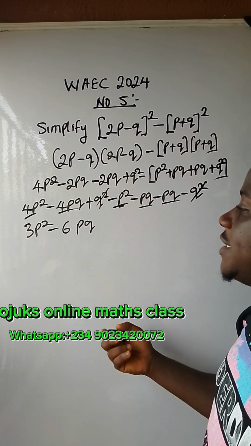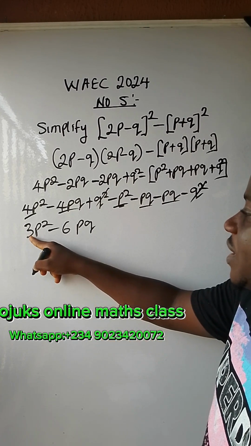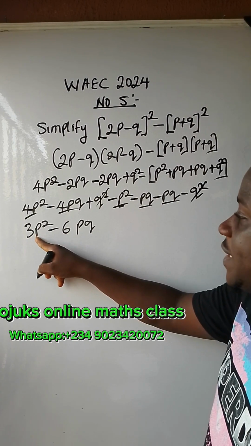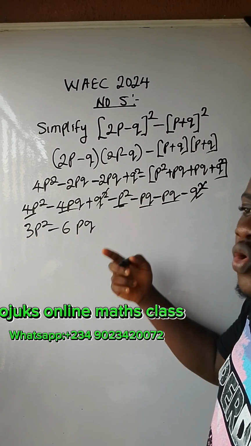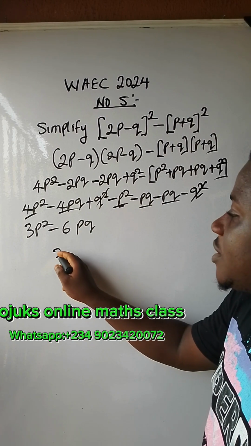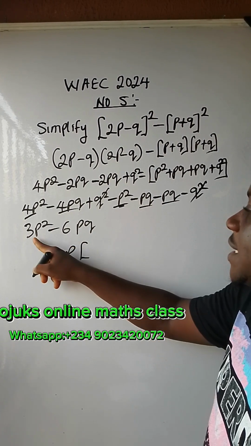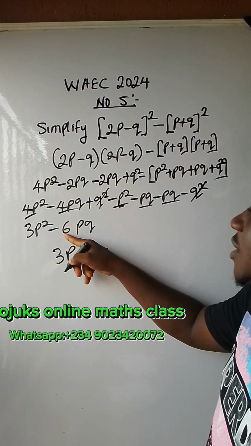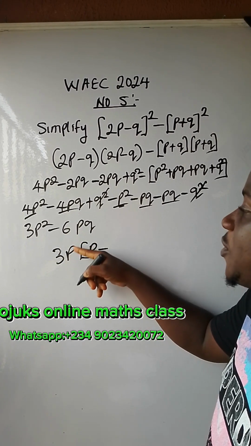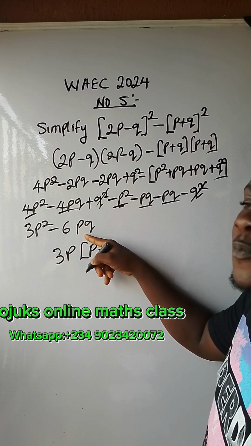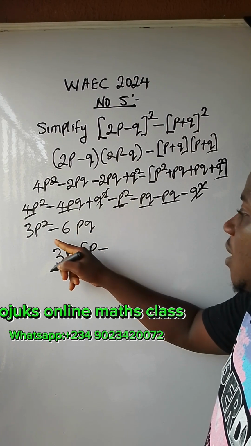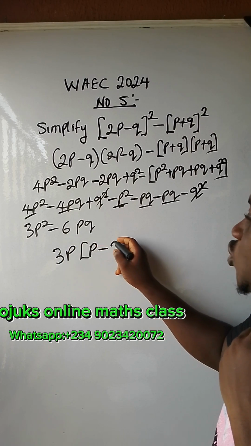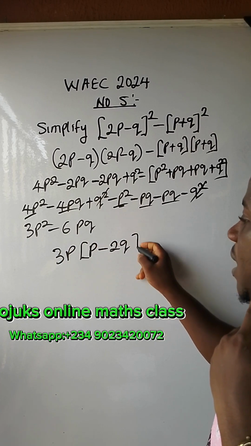What is common here is definitely 3, and 3 also can go into 6. p is here, and p can be gotten here. So what is common in both of them should be 3p. In bracket, 3p goes into 3p squared, we're having p. 3p goes into 6pq, definitely p will cancel out p, and we're left with just 2q. And this is our result.